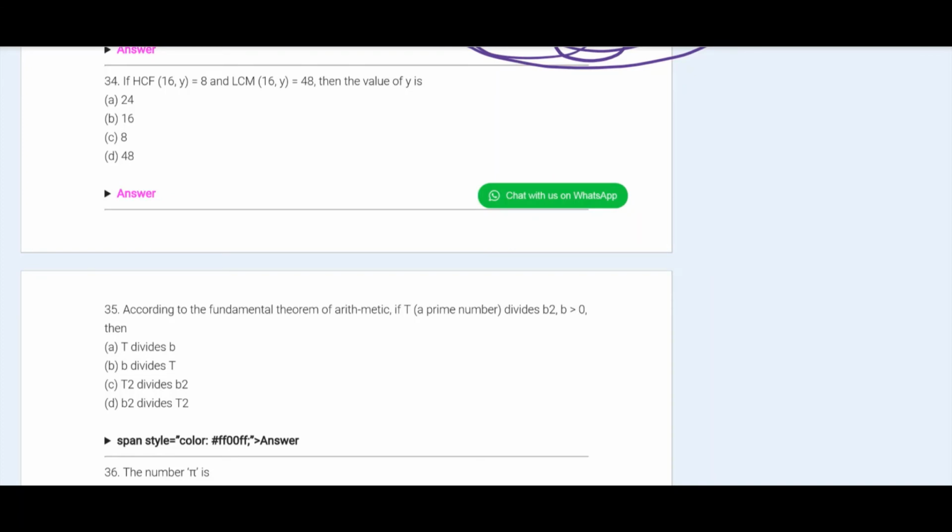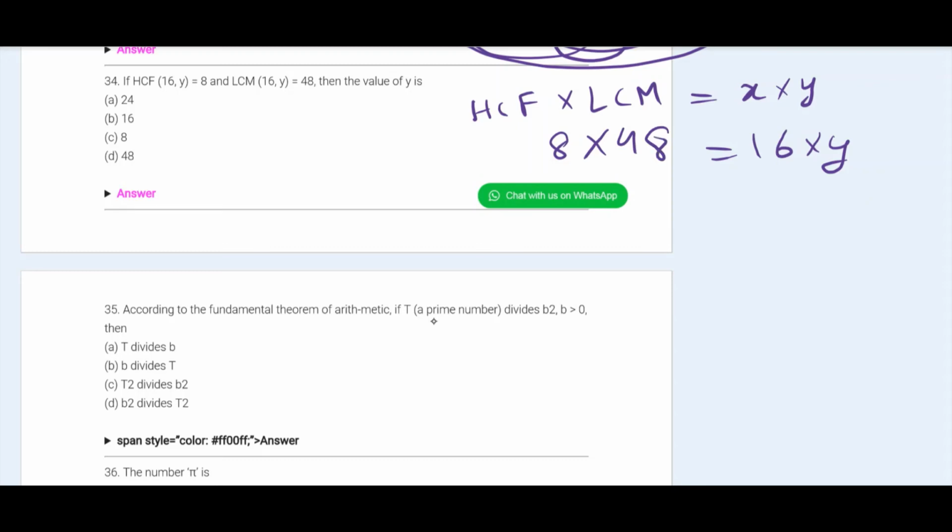Next, 34th question. If HCF of 16, y equals 8 and LCM of 16, y equals 48, then the value of y is. We have the formula that HCF into LCM of two given numbers will be equal to the product of the numbers. So the numbers here are 16 and y. HCF is given as 8 and the LCM is given as 48. On solving this, y equals 8 into 3, 24. Option A.